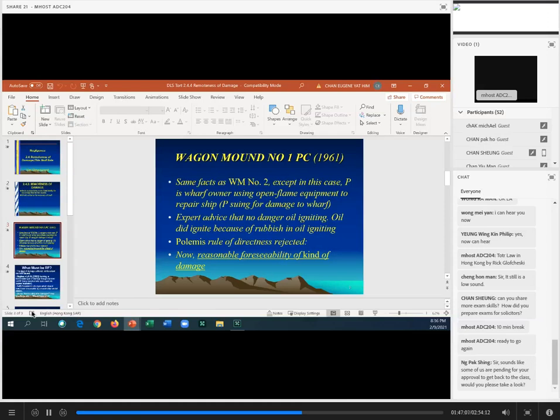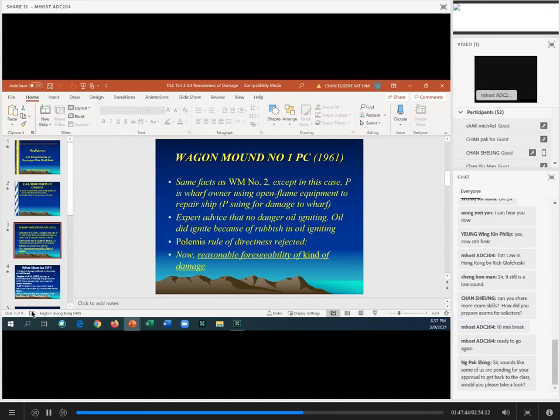The plaintiff in this case was the owner of the wharf, so he took advice as to whether it was safe to carry out welding operations when the oil was in the water. The advice was it was extremely unlikely that the oil would catch fire. However, they failed to take into account that there could have been some sort of rubbish in the water, which was flammable, and the welding operations of the plaintiff did ignite the oil because there was this extra, I don't know, timber filings or something, and the fire did extensive damage to the plaintiff's wharf. So was this damage too remote?